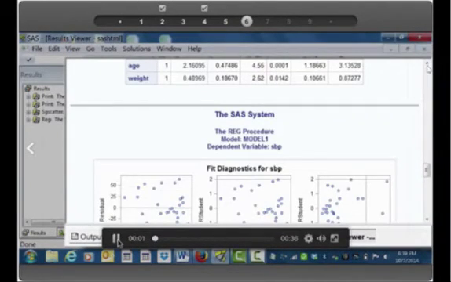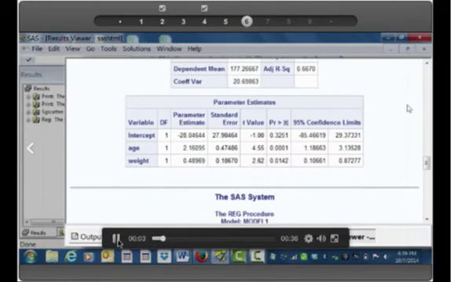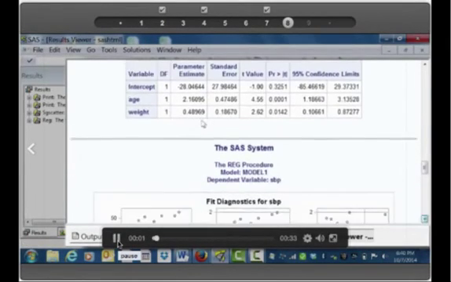Now I want you to write down the standard error for each slope. And then I want you to verify for next.